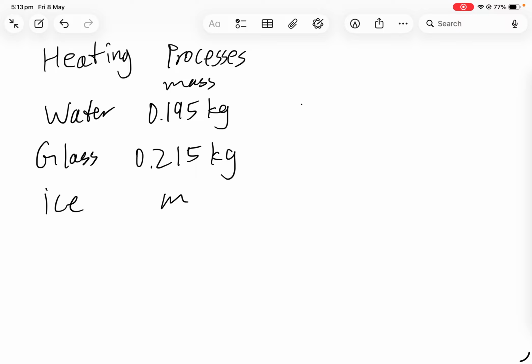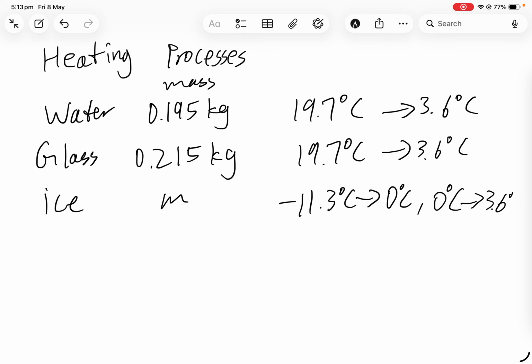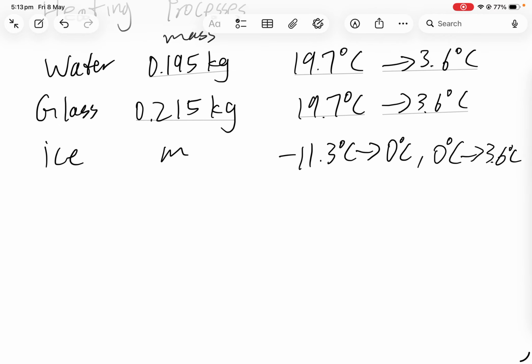The water at the very start is 19.7 degrees Celsius, and we assume the glass is this as well, and they both want to go to 3.6 degrees Celsius. The ice is at negative 11.3 degrees Celsius. It wants to go to 0 degrees Celsius first, and then from 0 degrees Celsius to 3.6 degrees Celsius. There will be a state change. So first, let's do the ice part, because that's important.